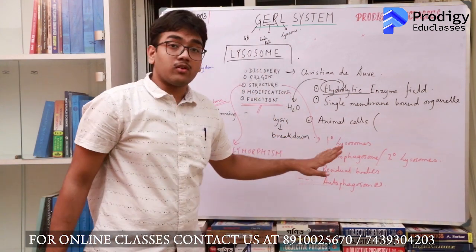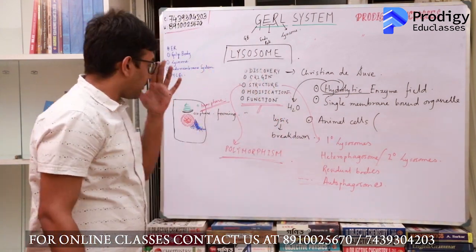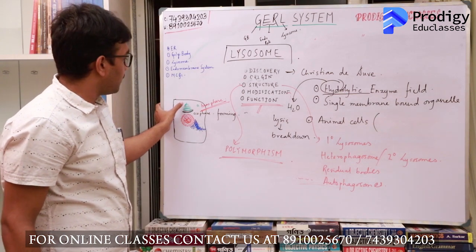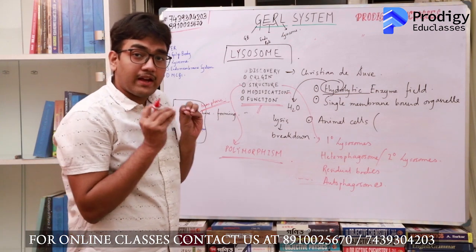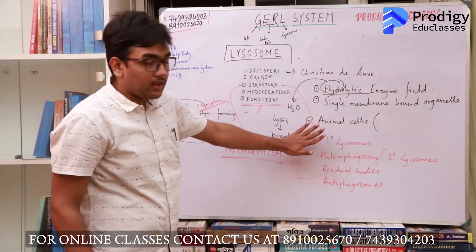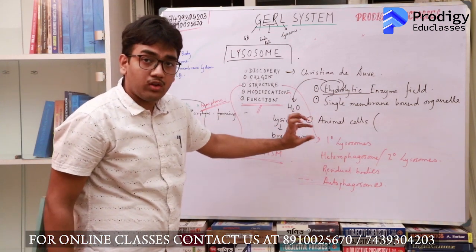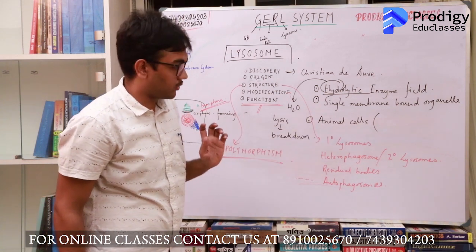So primary lysosomes are newly formed lysosomes which have just been formed from the Golgi bodies and are rich in enzymes. These enzymes are in an inactive stage and are not taking any function. These are just waiting to be recruited. These are the primary lysosomes.